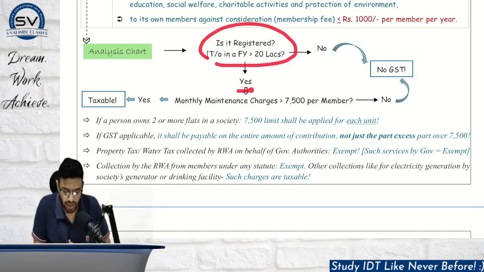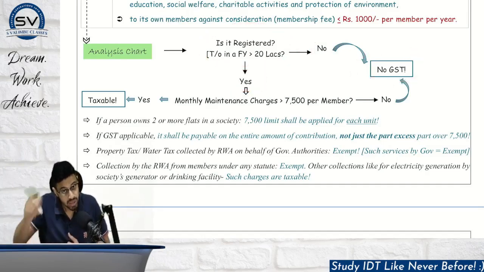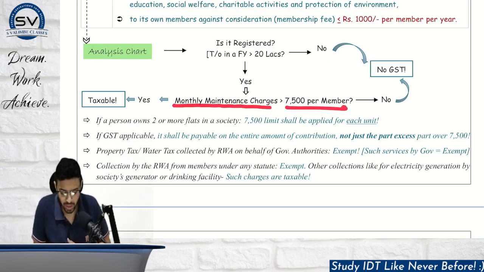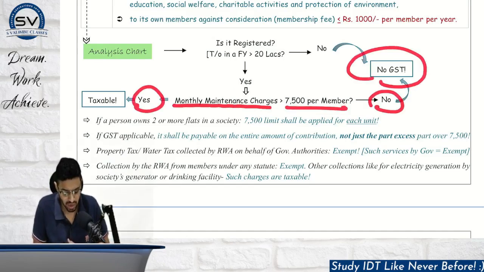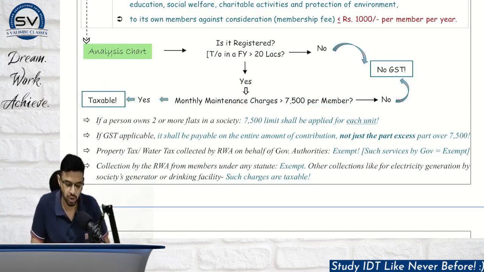If it is more than 20 lakh, it means it is registered. Now you see the specific condition of more than 7,500, that is, whether our monthly maintenance charges are more than 7,500. If no, no GST. If yes, then it is taxable. So two conditions to be checked: one is your turnover limit and one is your monthly maintenance 7,500 limit.